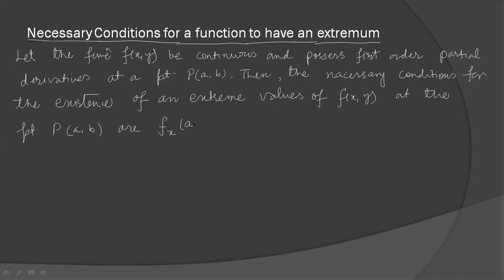partial derivative with respect to x of f at (a,b) is 0 and partial derivative of f with respect to y at (a,b) is 0. So these are the necessary conditions for the existence of extreme values, or maximum or minimum values, of a function. These conditions are also called critical values, critical points. But critical point is also a collection of some other conditions. So let's see the definition of critical point.